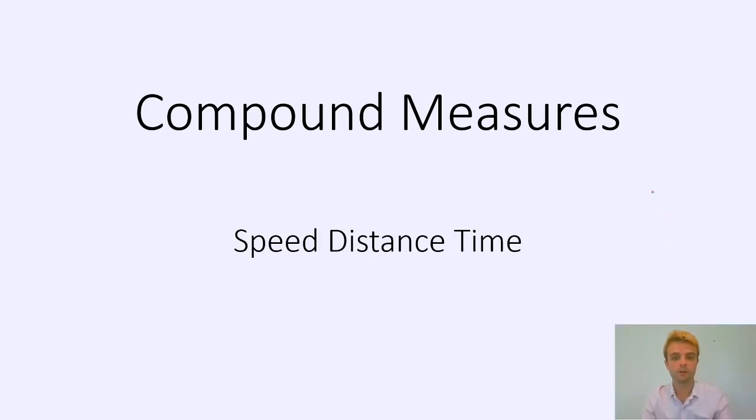All right, so here we're looking at compound measures, particularly speed, distance, and time. Now, compound measures are any measurement which has a unit made up of two other units. What I mean is when you're in your car and you're driving, your speed is in miles per hour.